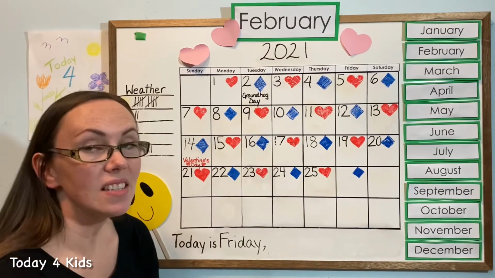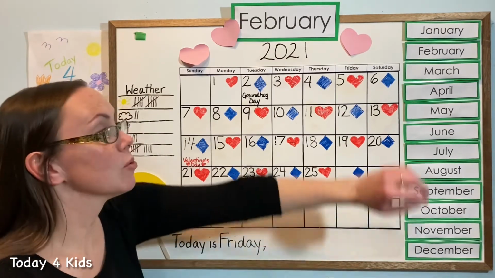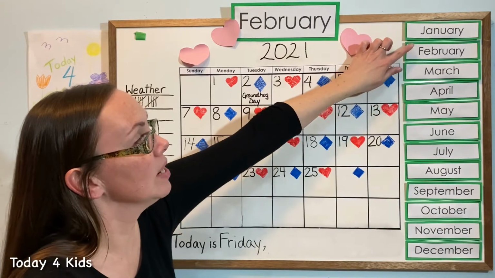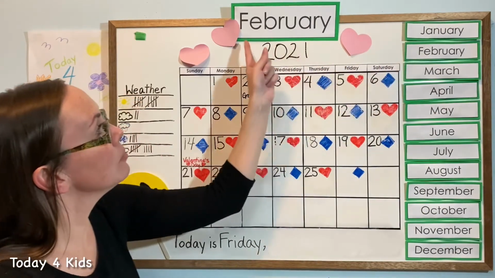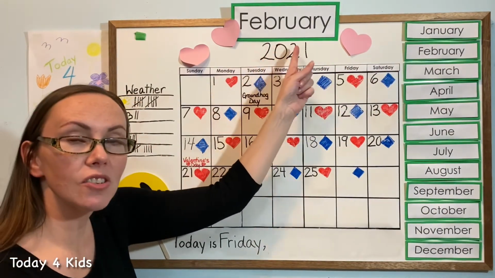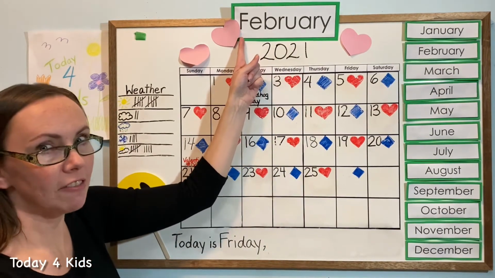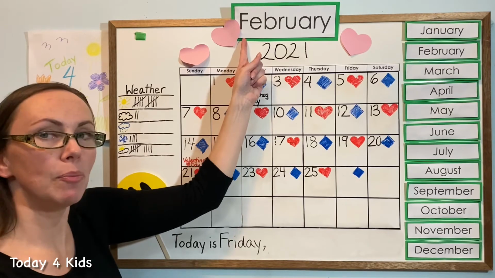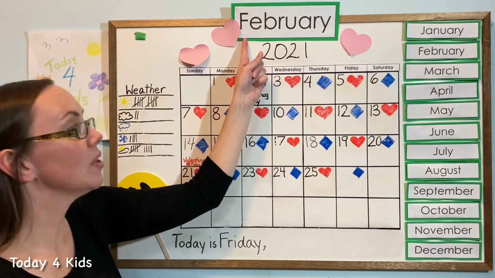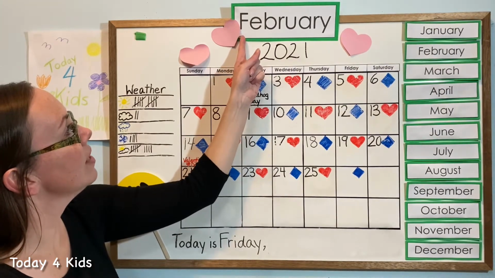And this month is the second month. Do you remember? It comes right after January. So January, February. And we always put the month at the top of the calendar so that we know what month it is. And February starts with a capital F, just like Friday. So like flip and like flop. Say f, f, f, for F.